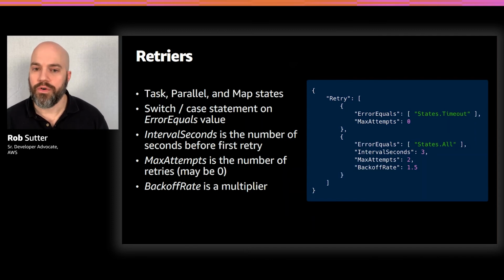However, for any other error, you'll retry a maximum of 2 times, waiting initially 3 seconds and backing off by a factor of 1.5. So that means you'll have your first invocation, which was an error. That's attempt 0. You'll wait 3 seconds and have your first retry. If it fails again, you'll wait 4.5 seconds and have your second retry. If that fails, you'll move on. At this point, you've waited for a total of 7.5 seconds. The default for backoff rate is 2, which gives you an exponential backoff that doubles in seconds as you go.